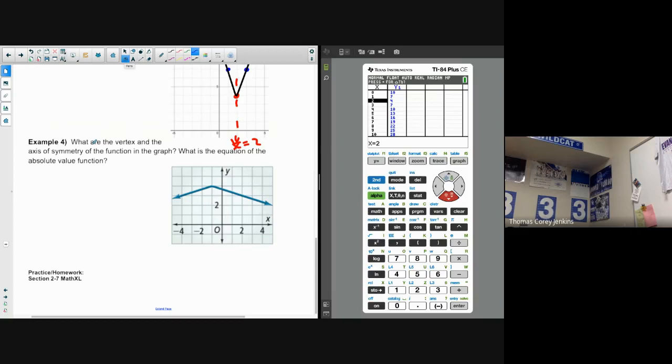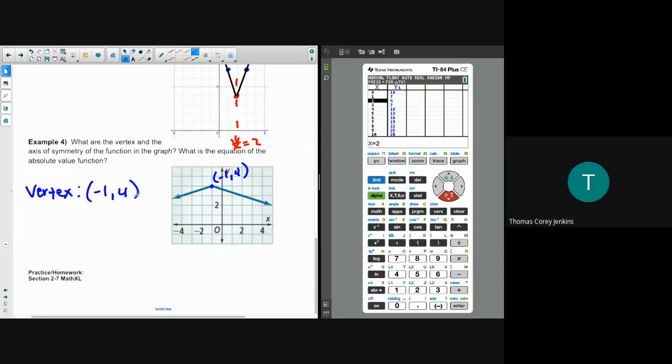All right, it says, what are the vertex and the axis of symmetry of the function in the graph? Let's go ahead and do that. That's the easy part. So the vertex is right there. That looks like negative 1, 4. I'm going to write that over here since we were explicitly asked about it. And then the axis of symmetry is going to be x equals negative 1. So we'll call that AOS for short.